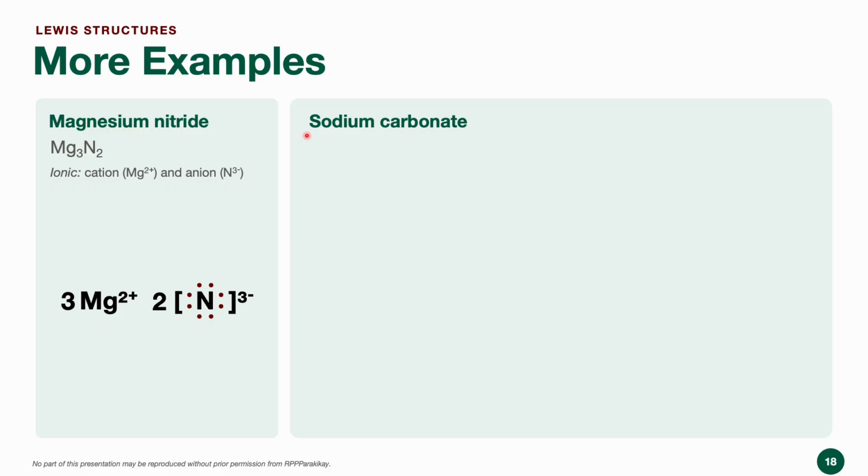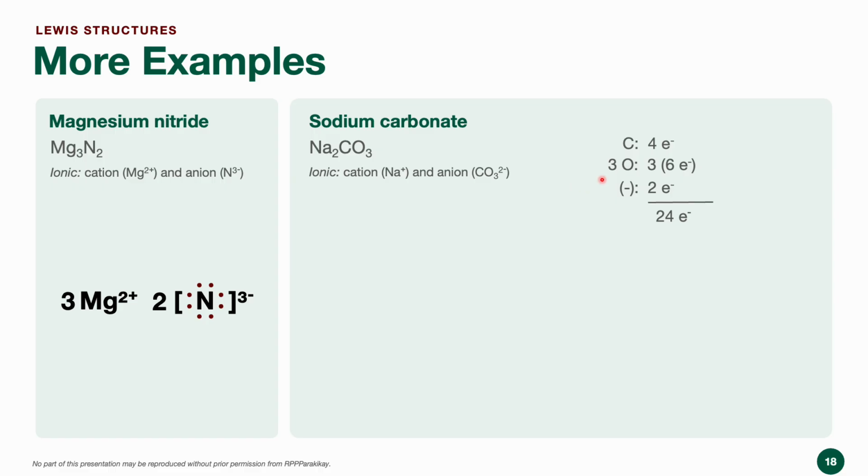For sodium carbonate, this is also an ionic compound that is made up of Na+ cation and carbonate, CO3 2- anion. So let's first determine the total valence electrons for the carbonate anion. We have carbon with 4 valence electrons, and then you have 3 oxygen atoms, so that's 3 times 6. And lastly, let's account for the charge of the anion. Since it's -2, we will add 2 electrons. So in total, we have 24 valence electrons for the carbonate anion.